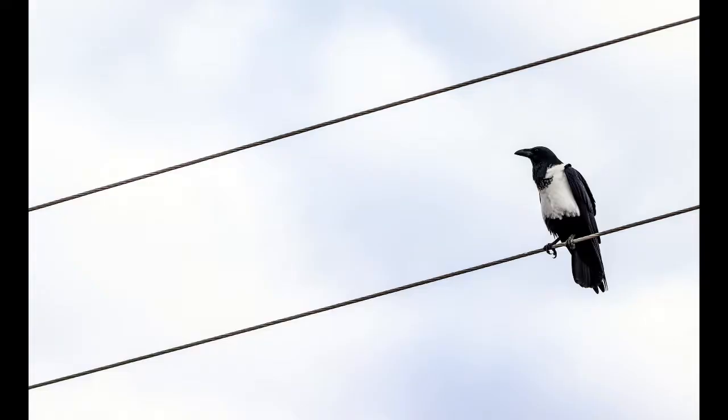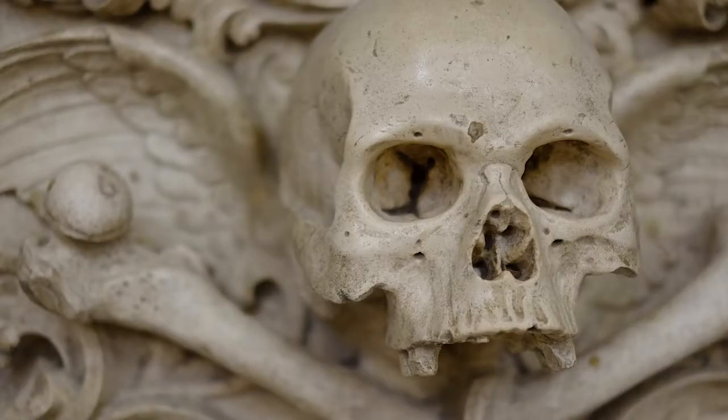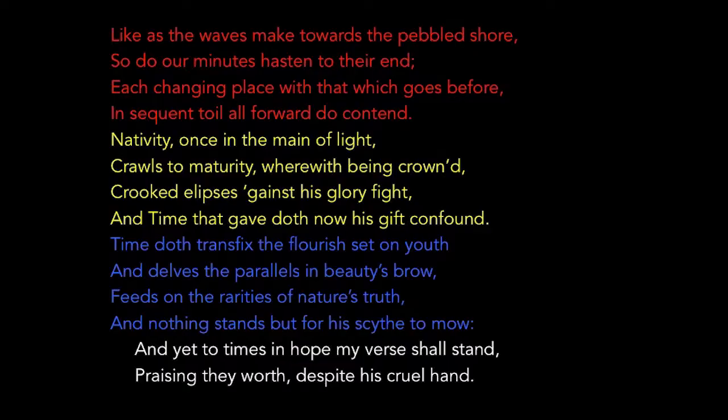You can imagine the deep lines and wrinkles on someone's brow, which is their forehead, the top part of their face. Makes those lines. Parallel means two lines that run the same direction but never touch. Again, feeds on the rarities. He's talking about how time feeds on the rarities of nature's truth. So eats away at the basics or the most beautiful things in nature.